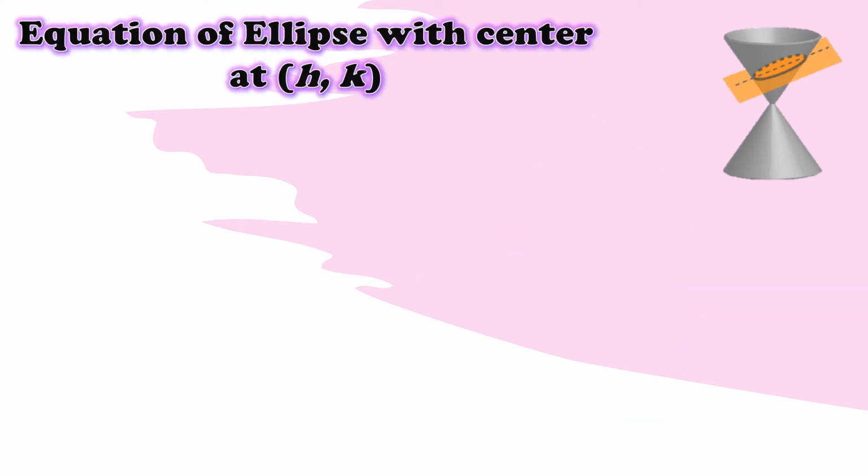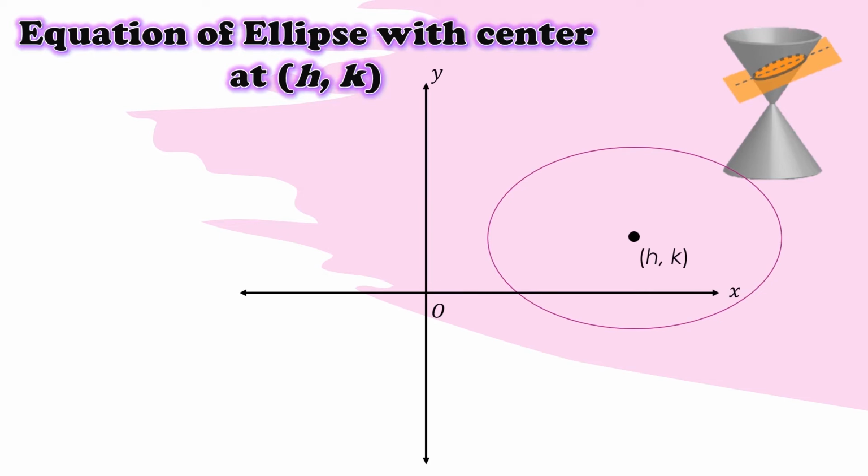Now, if the axes of an ellipse are parallel to the coordinate axes and the center is not at the origin but at an arbitrary point (h, k) on the Cartesian plane, we can obtain its equation by applying the translation formulas. We draw a new pair of coordinate axes along the axes of the ellipse. We have y prime and x prime.